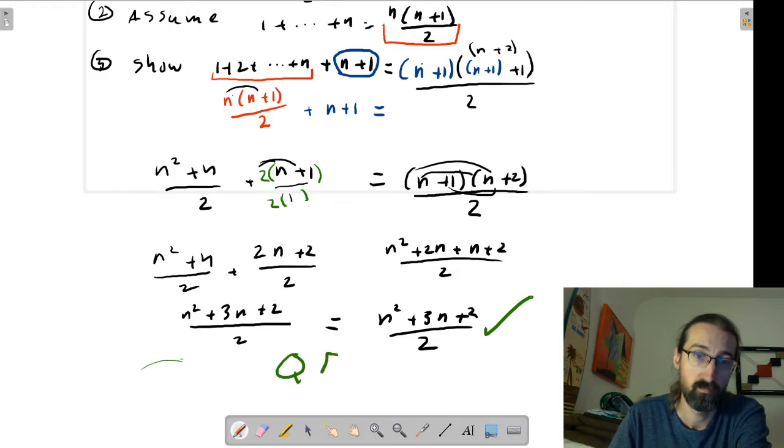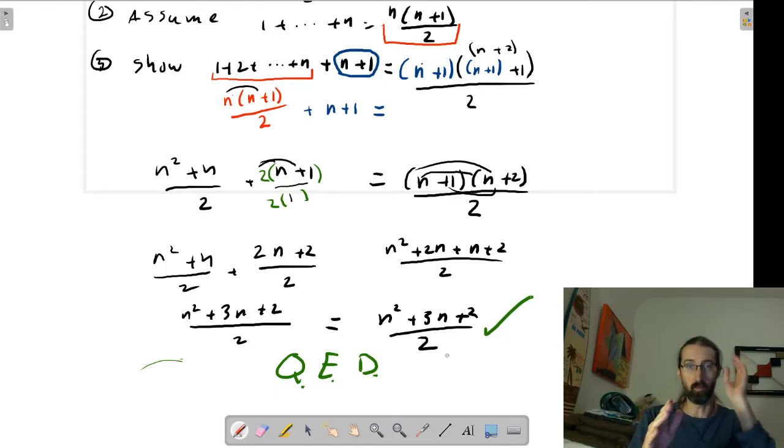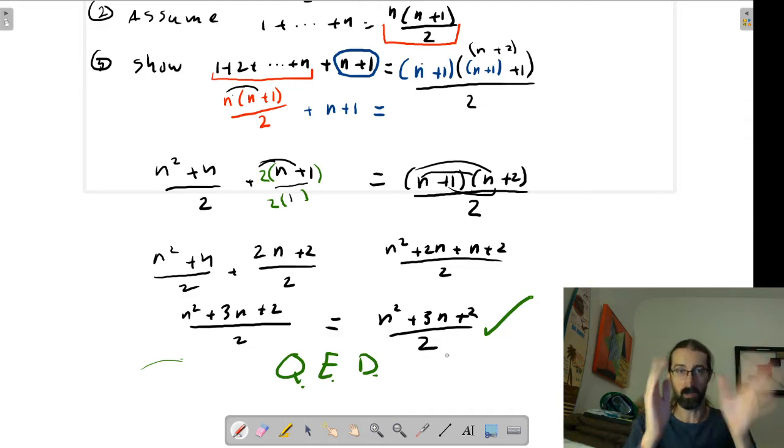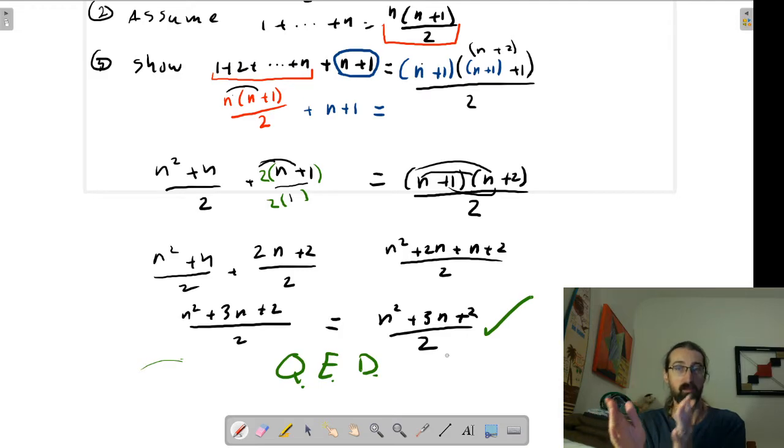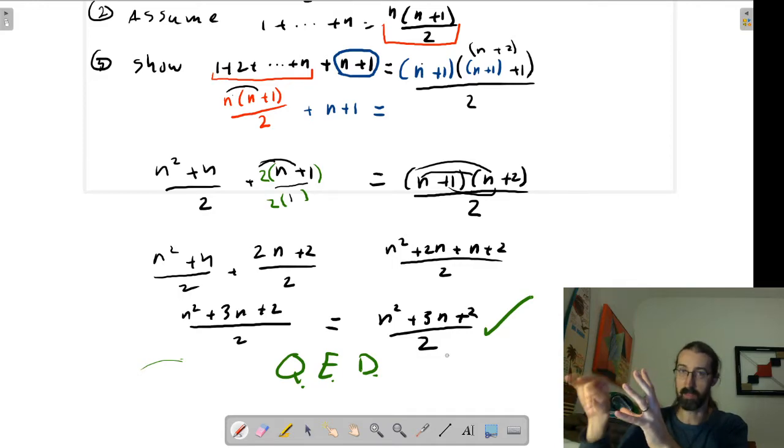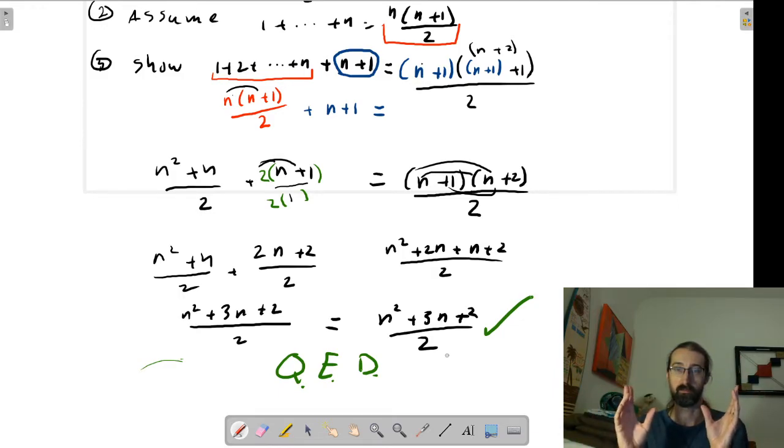Q.E.D. So we showed that if we have the induction step, we take all the pieces plus n plus 1, the next step, it's equal to the formula we had, but in the formula I plug in n plus 1. And then I do a bunch of algebra, rearranging some equations, doing some factoring, multiplying stuff together, and I get two equations that are the same, and that's your proof. Okay? That is a proof by induction.